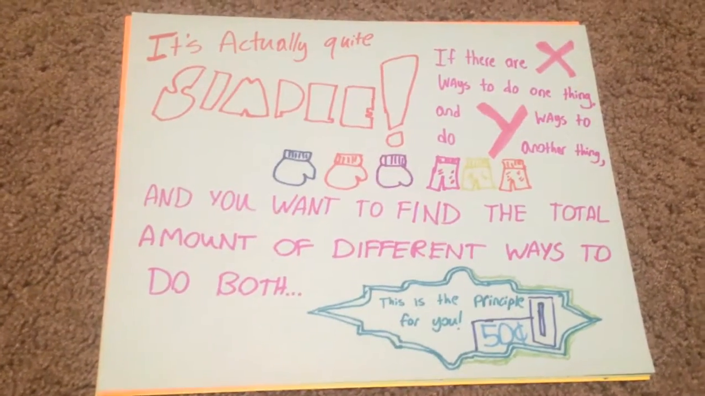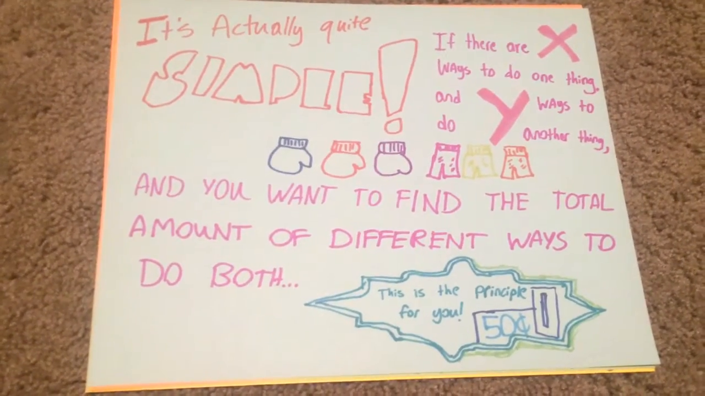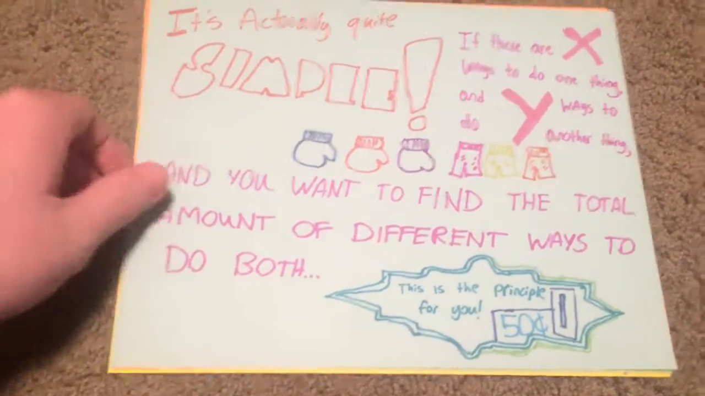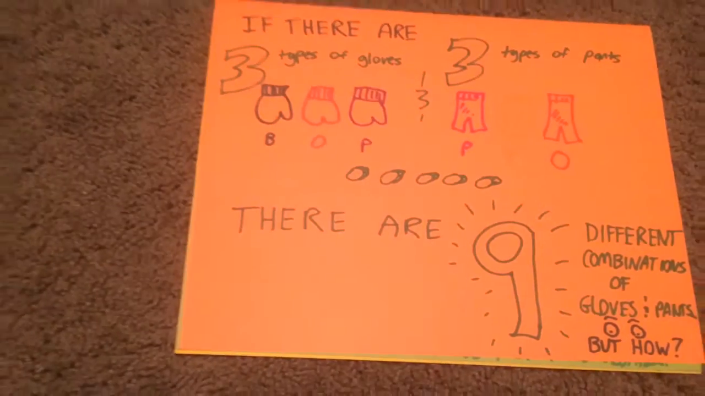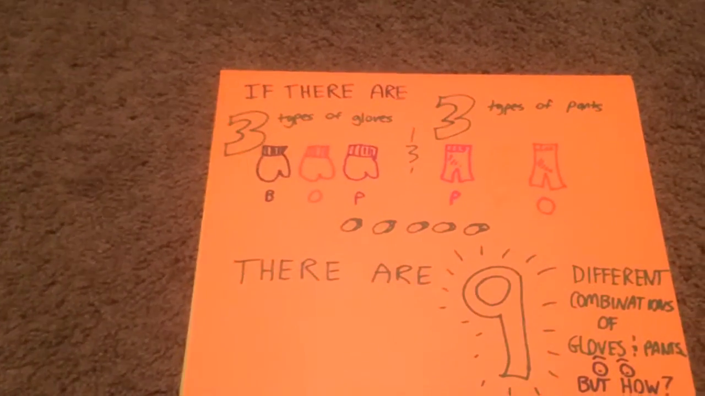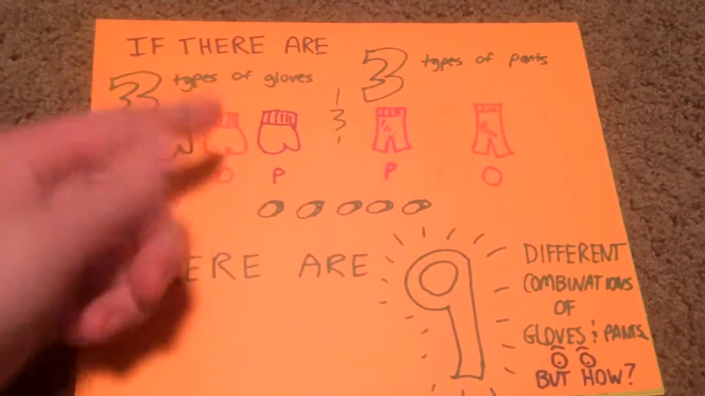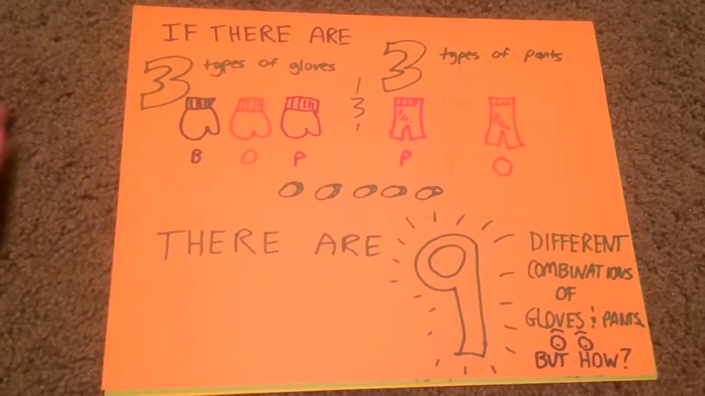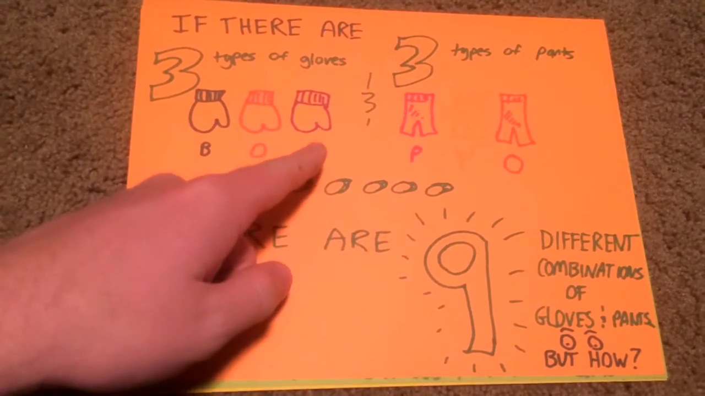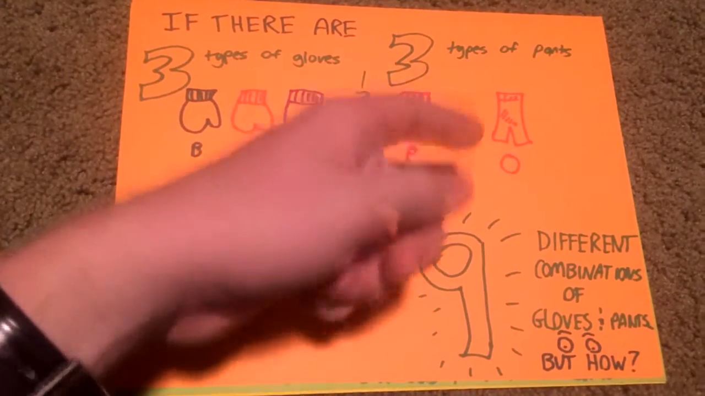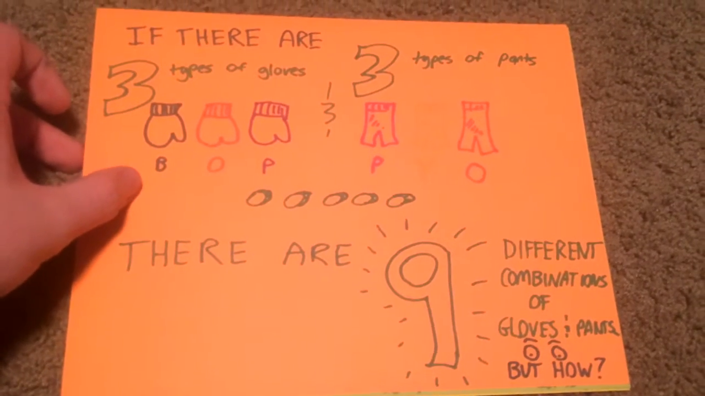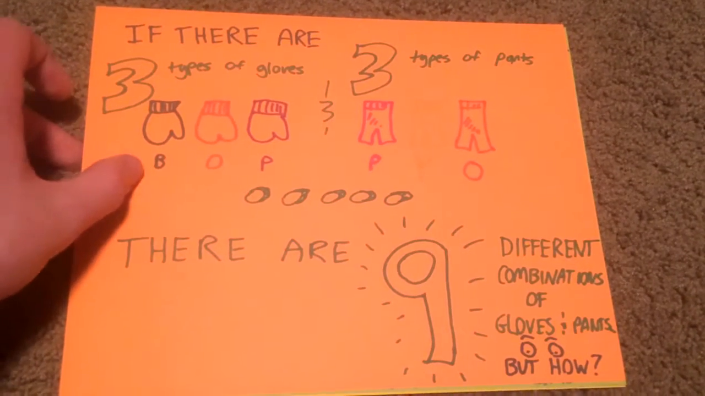It's really easy to figure out the number without having to go like, oh, there's blue, pink, blue, that, and so on. And of course, this one is obviously just the answer is going to be 9. But it can be less obvious when you have more variables than just 2 different things. So if there are 3 different types of gloves and 3 types of pants, see we've got blue, orange, purple, pink, yellow, and orange. Pardon the yellow, it's kind of hard to see there. There are 9 different combinations of gloves and pants.